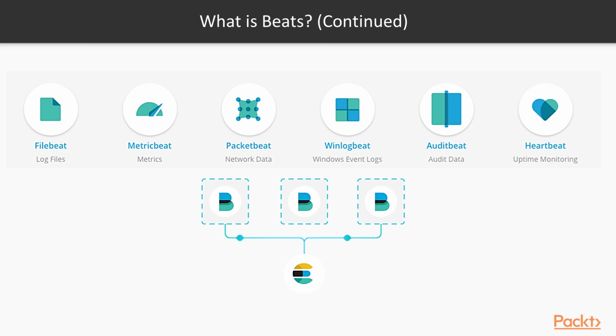WinLogBeat is a plugin or an application that runs on a Windows machine that reads Windows event logs and sends that data back. AuditBeat is very similar to WinLogBeat, but is used on Linux systems, so I kind of group those two together. And Heartbeat is a way of monitoring system uptime, and we're going to talk a little bit more about each of these. But again, the purpose of all of these is to provide a single function way of getting data back to Logstash or Elasticsearch.